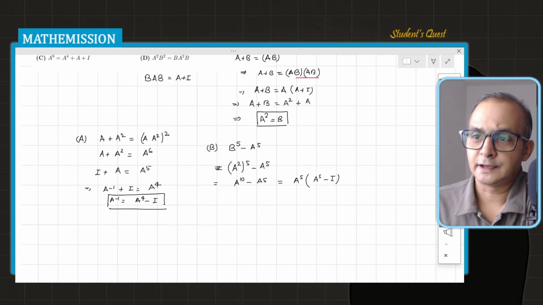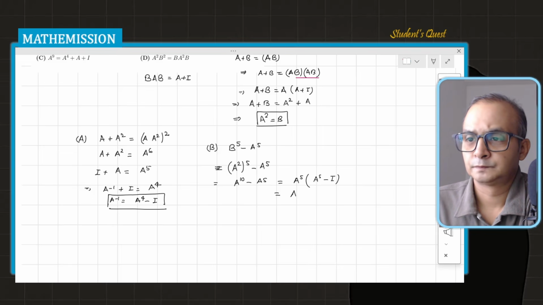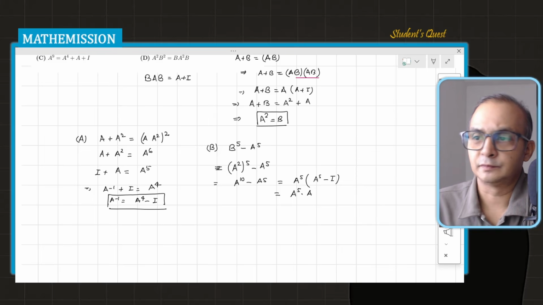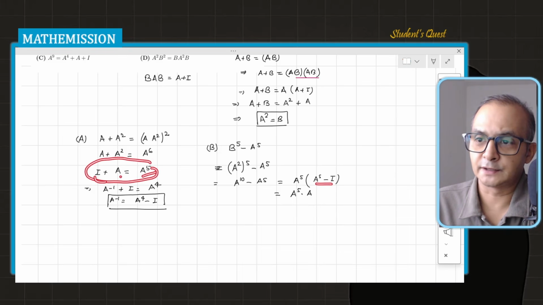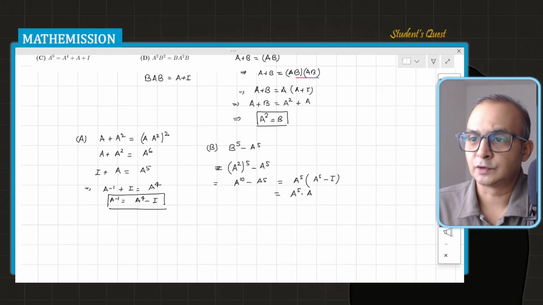Now I can take a to the power 5 minus I from there as a. So that will become a to the power 5 times a. Here I am using this fact that a to the power 5 minus I is a. So a to the power 5 minus I am writing a. So this will become a to the power 6.